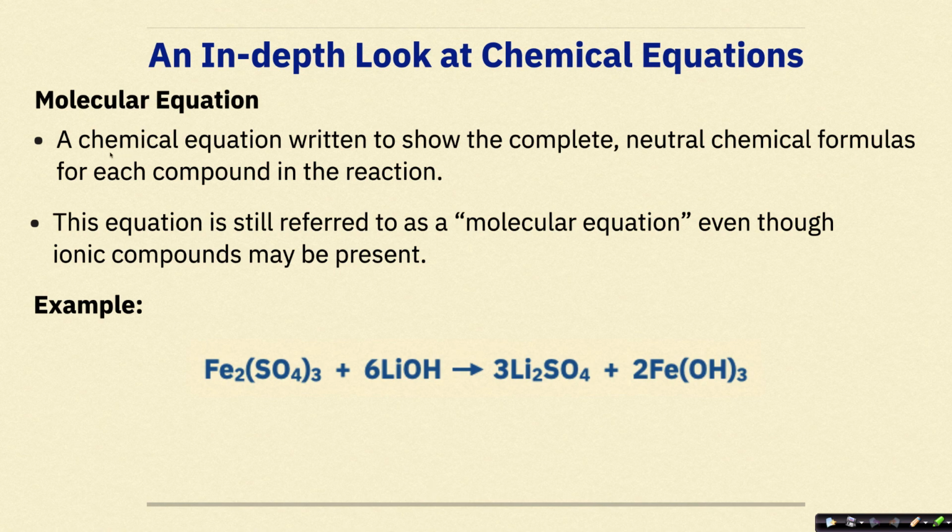A molecular equation is a chemical equation written to show the complete neutral chemical formulas for each compound in the reaction. So again, we're focusing on neutral chemical formulas. The equation is still referred to as a molecular equation, even though ionic compounds may be present, which is really, really weird. So we would call the equation that you see in this example a molecular equation because they are all complete neutral chemical formulas, although every single one of these compounds does have ionic bonding involved. So don't get thrown off by that.